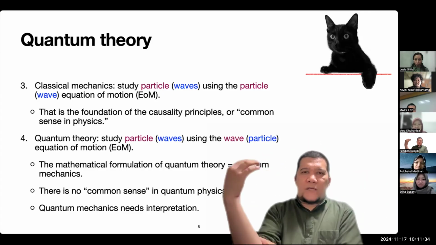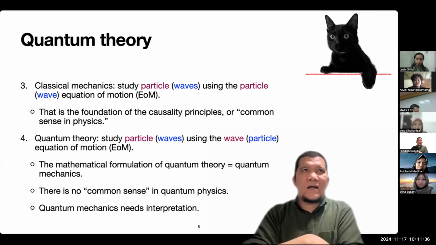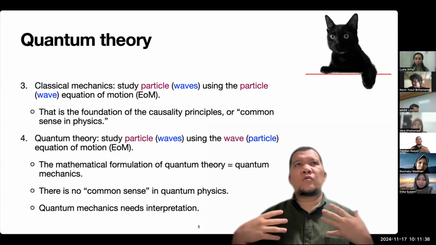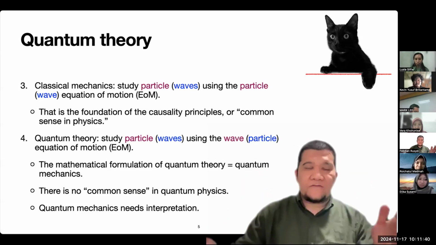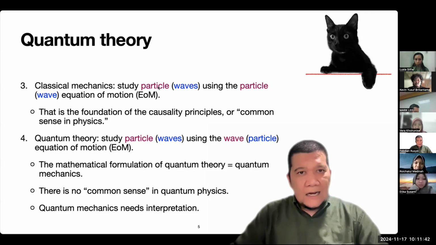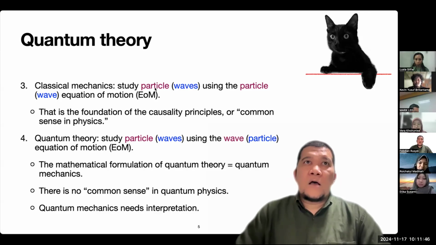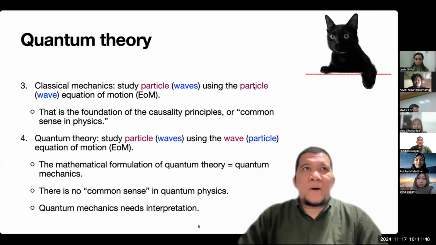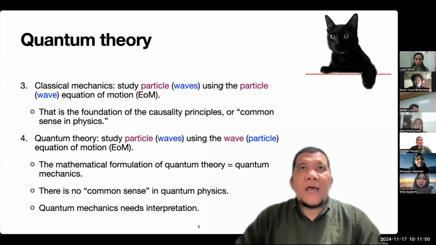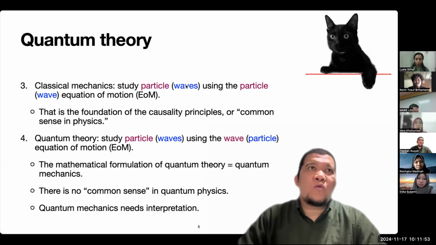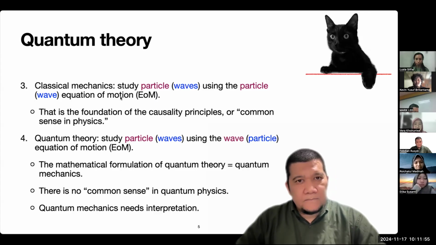What is quantum theory? First, let's see what classical mechanics is. When we study particles or waves, I distinguish them by color: red for particles and blue for waves. When we study particles, we use the particle equation of motion, and when we study waves, we use the wave equation of motion. So that is classical mechanics.